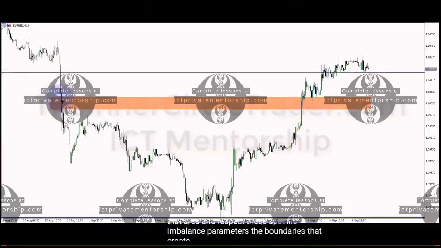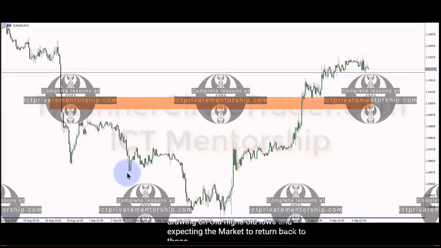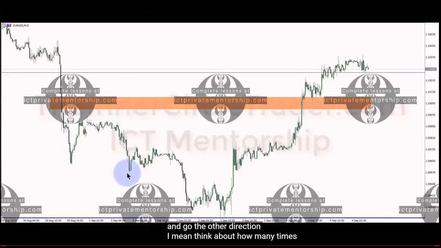The interbank order flow will occur inside that area and respect these specific imbalance parameters. The boundaries that create the high and the low of the imbalance, or in this case the SIBI, are what is referred to as natural support and resistance. Now, natural support and resistance is not the same thing as taking your levels and drawing on old highs, old lows, and expecting the market to return back to those levels and stop dead in its tracks and go the other direction. I mean, think about how many times, like this low here, did it go down to that low and stop and turn around? No. It went right through it.